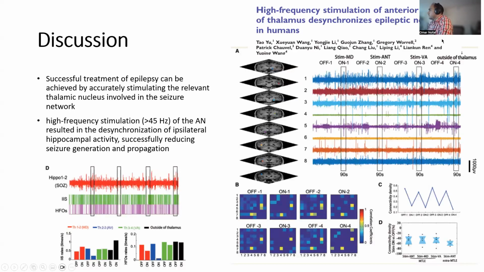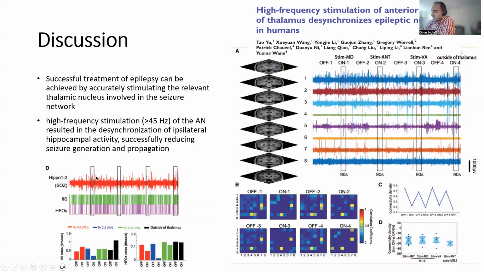This is another study that was published recently in Brain. It's a Chinese group with Dr. Worrell and Dr. Chauvel. They discussed the high frequency stimulation of the anterior nucleus of the thalamus, which was able to desynchronize the epileptic network in humans. As you can see here, every time a stimulation is given, there was desynchronization of the epileptic network, and there was a decrease in the connectivity density whenever they stimulated the anterior nucleus of the thalamus. The high frequency stimulation, of more than 45 hertz, of the anterior nucleus resulted in the desynchronization of the ipsilateral hippocampal activity and successfully reduced the seizure generation and propagation.